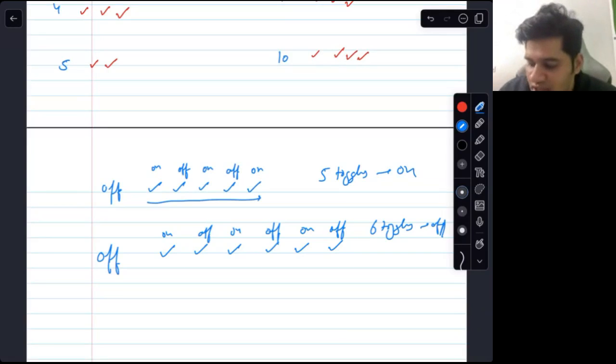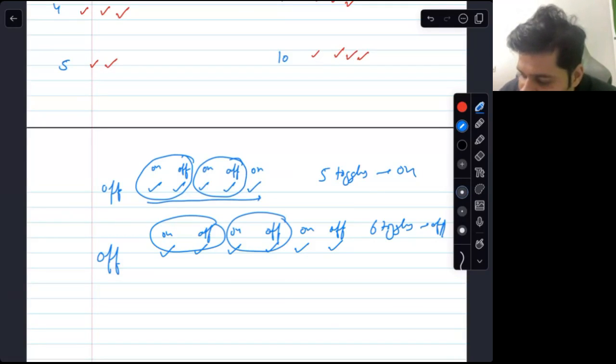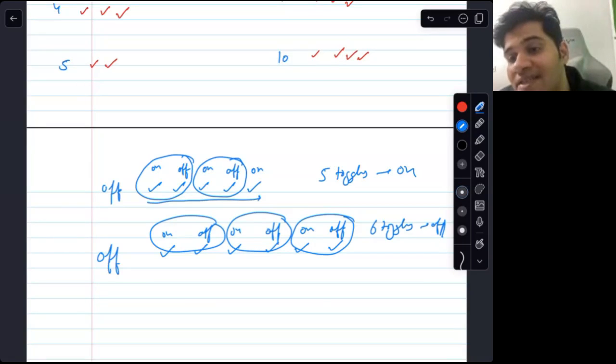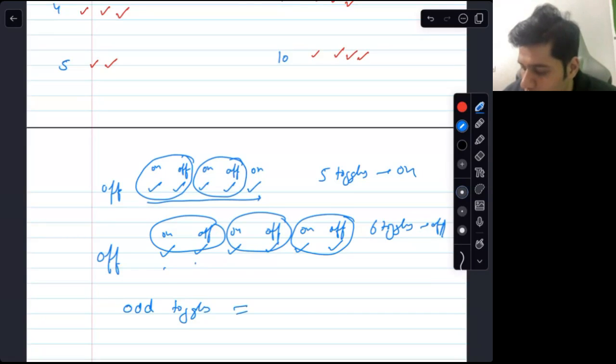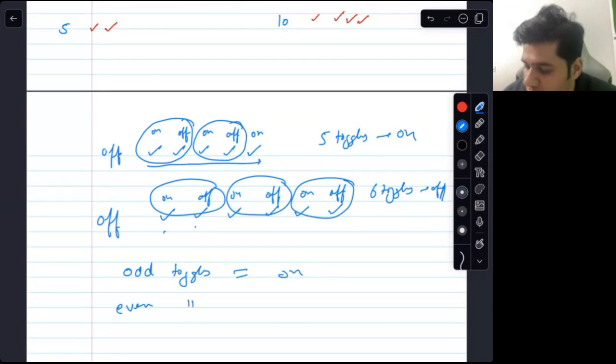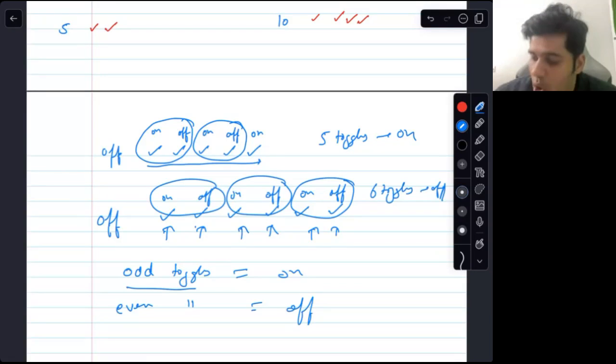So what do you see? 2 toggles have zero effect. If the number of toggles is even, it has zero effect because one on and one off is paired. Are you aligned with me that odd toggles equal on, even number of toggles equal off? Even toggles means on and off paired. For odd toggles it is on, because on and off are paired, but one on will stay separate.